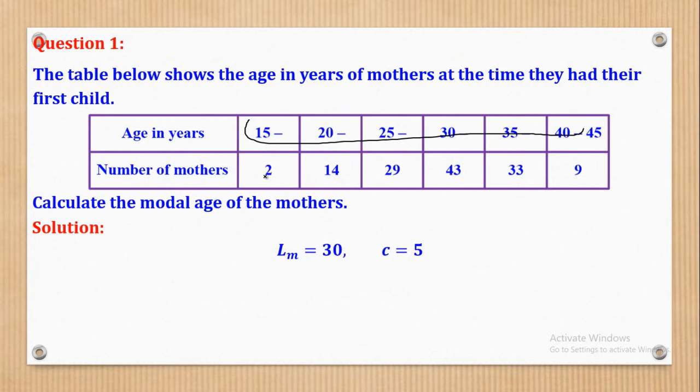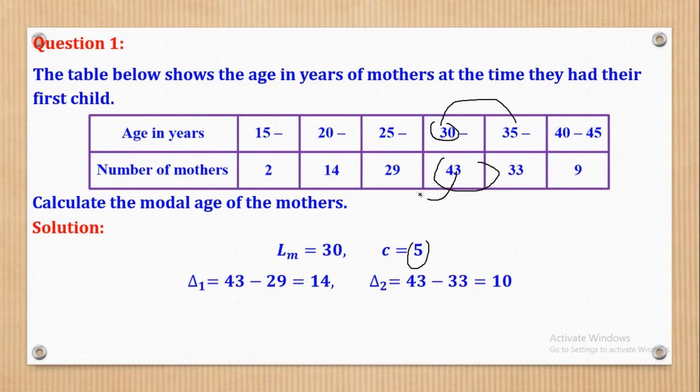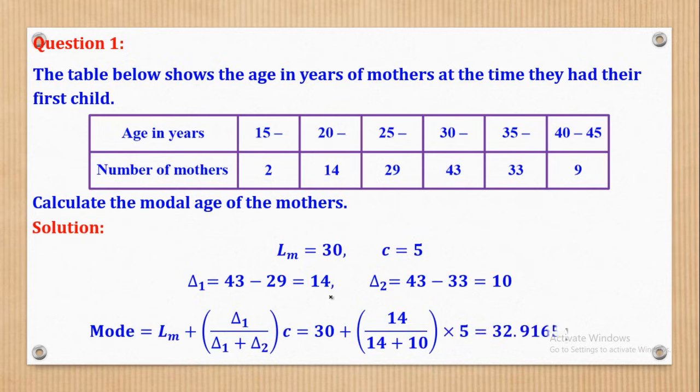Therefore, first of all, you look for the modal class. The modal class is the one with the highest frequency, and that is this one. Then the lower class boundary of the modal class is 30. Then the class width, this is equal class width, so it is this minus this, which is 5. That's why you see 5 here. Then next we have to get delta 1. So this minus this gives you 14, and this minus this gives you 10. The next is to substitute in the formula for the mode and use a calculator to get this value, and that's what they wanted.